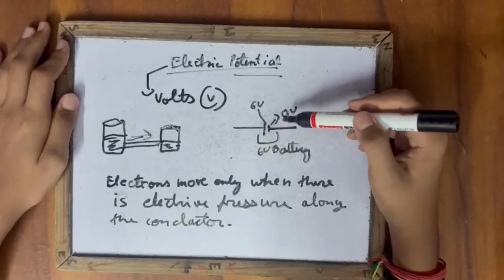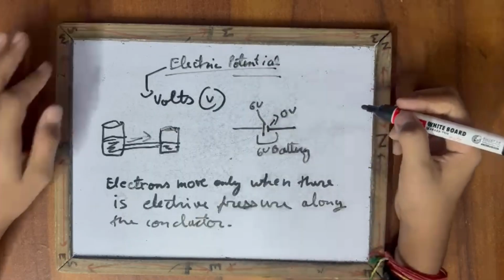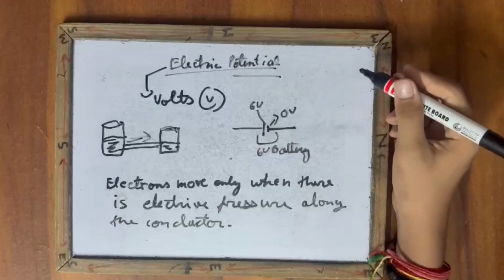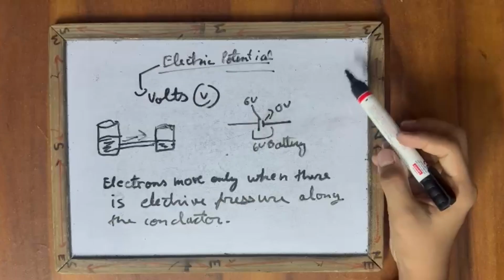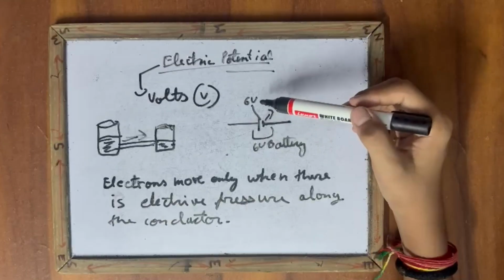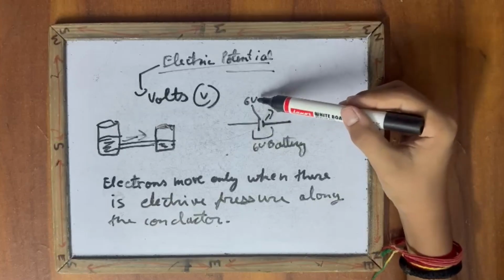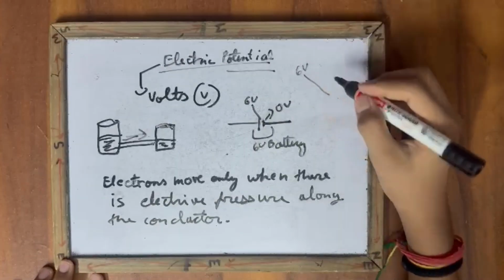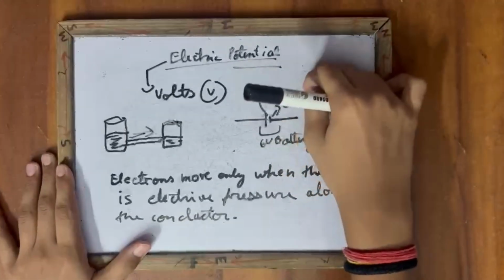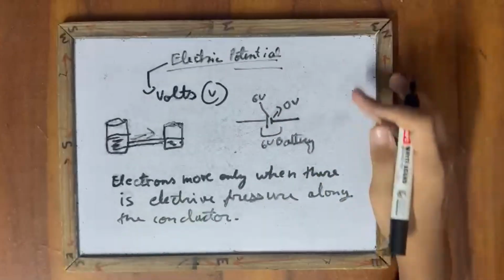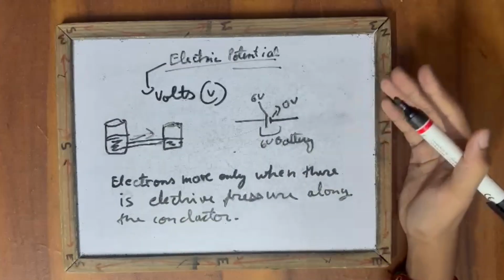If you have seen a battery, it has 6 volt, 2 volt, 1.5 volts written on it. What does it mean? It simply means the electric potential. On the negative terminal it has 0 volts, and on the positive terminal it is 6 volts. So it creates a potential difference. This is 6 volts and this is 0 volts, so the current flows like this. It proves that current needs potential difference to move.